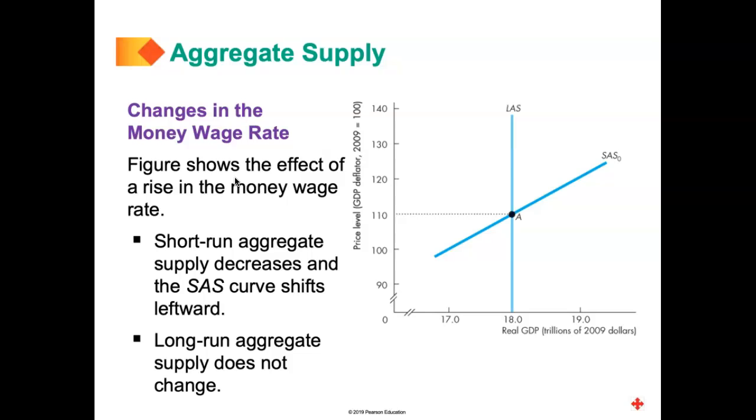But the long run aggregate supply curve does not change. So you eventually get to a new equilibrium, B here, and the only thing that changes is the price level. The price level will rise, but nothing affects potential GDP, because potential GDP doesn't even change in the first place. So the country will still produce the same amount of goods, but the price level will increase.